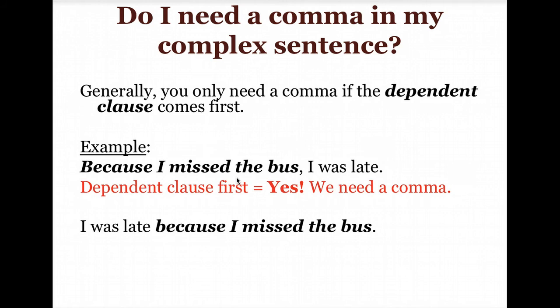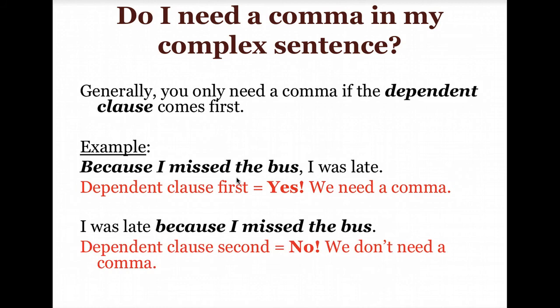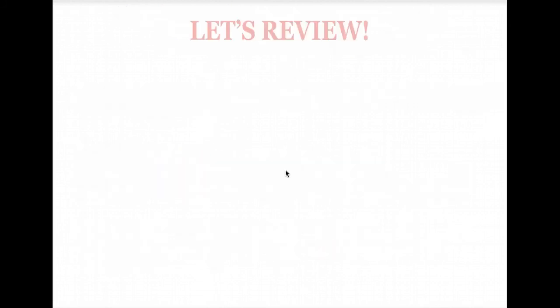I was late because I missed the bus. So in this case, I just flipped the order. This time, do I need a comma? No, I don't. I don't need a comma because my dependent clause was second. So I only need a comma in a complex sentence when the dependent clause is first.